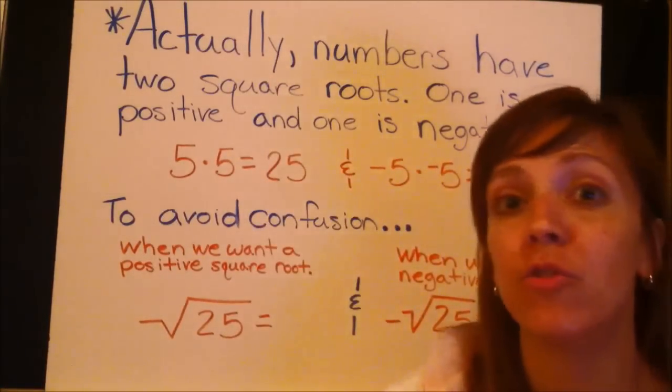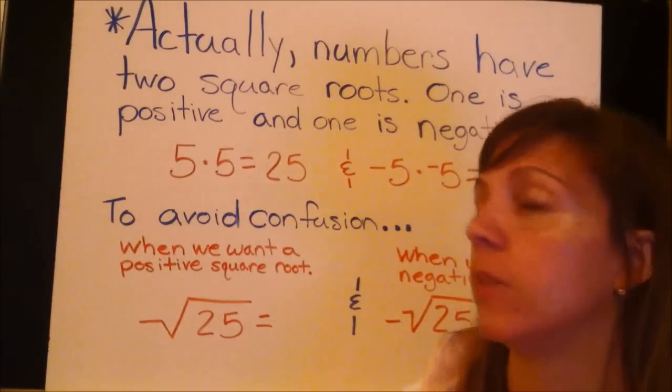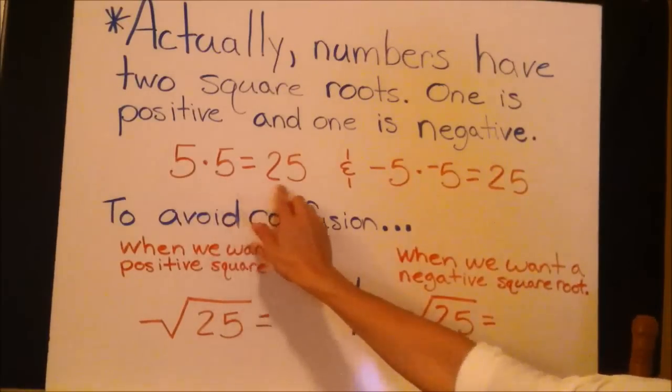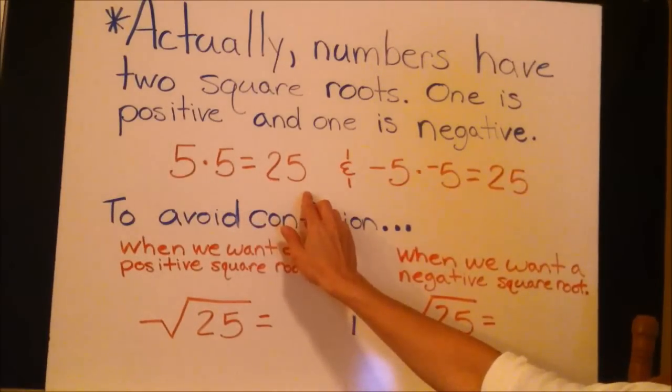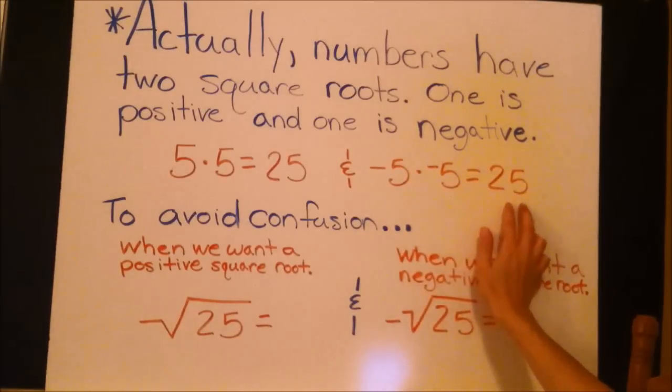Actually, numbers have 2 square roots. They have a positive square root and a negative square root. 5 times 5 equals 25. And negative 5 times negative 5 equals 25 also.